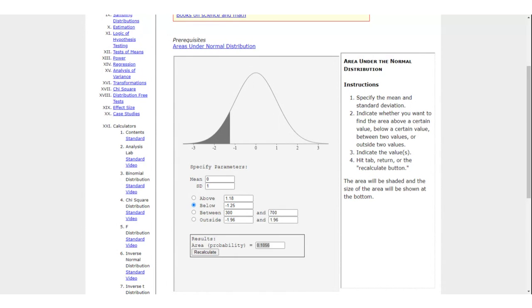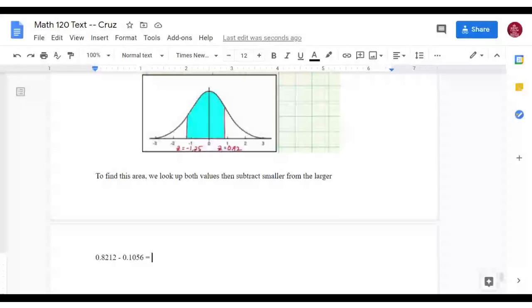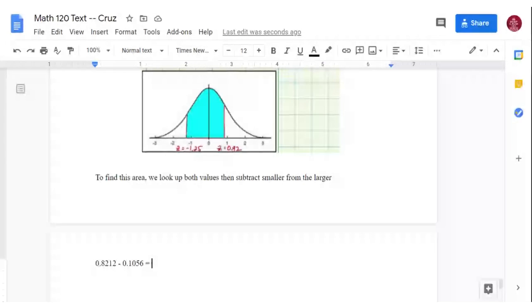So then if I subtract those, it's always subtract the smaller from the larger. If you do it the other way, you're going to have a negative number, and you can just knock the negative sign off and it'll be what you need. But this should always be a positive number.